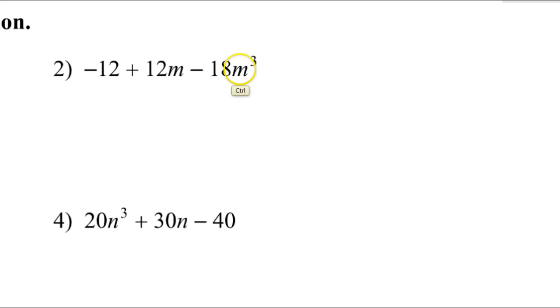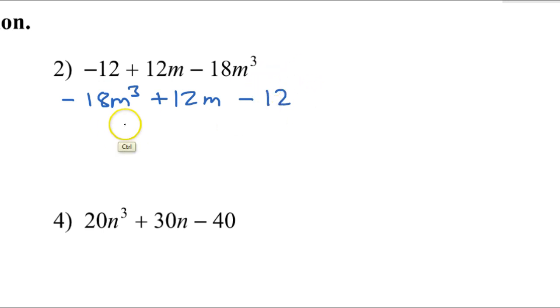Okay, looking at problem number 2, the first thing I want to do is rewrite this in descending exponential order. So that means I want the negative 18m to the third power first, because it's the highest power. And then I'll put the 12m second, and I'll put the minus 12 last. So this is descending exponential order. Now, are there variables on every term? No, the last term has no variables. That means the GCF will not have any variables.